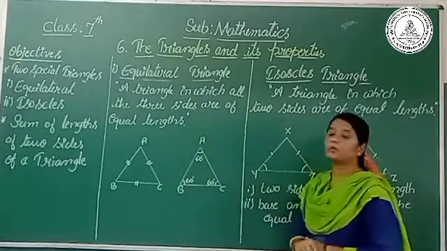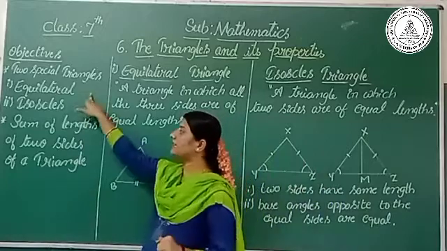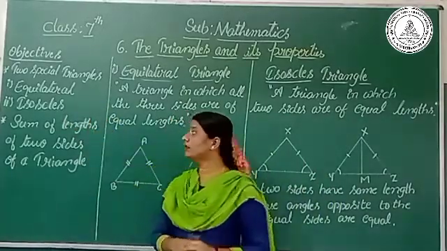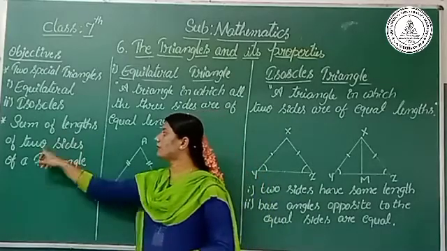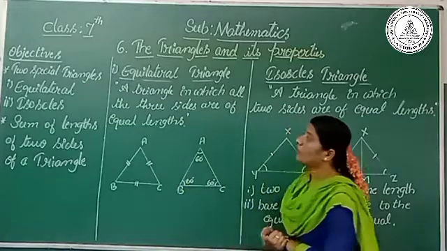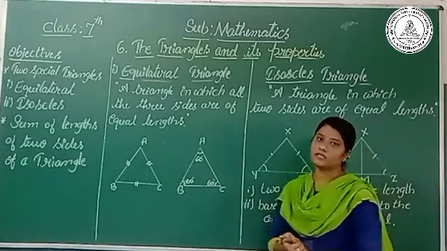The two special triangles are the equilateral triangle and the isosceles triangle. And also we will learn about the sum of lengths of two sides of a triangle. Then let's see what the two special triangles are. What is the speciality of these triangles?